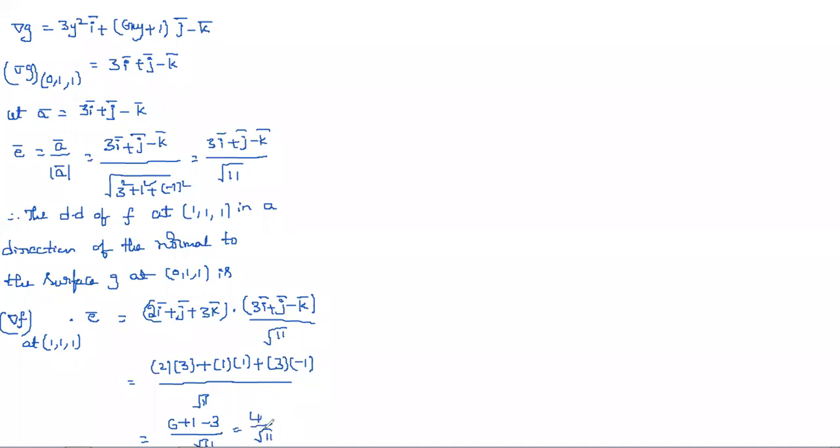So this is the directional derivative of f at a point P in the direction of the normal to the surface G. Only see the difference between the previous problem and this problem. In the previous problem, the direction was mentioned directly as a vector, but here they gave a surface. First we converted that surface into a vector and then we proceed as usual like the first problem. Okay, is it clear? Any doubt regarding this?